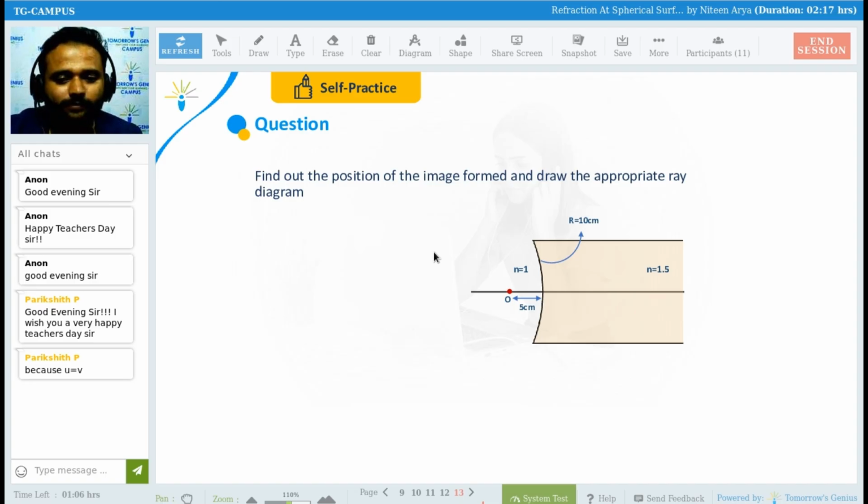Just try to draw the diagram, because it is a concave surface. And if you're not able to, try to at least draw the image. Just getting the image direction, or just getting the image sign convention, you can get for which particular part you are going to get the image distance, or you can say you are going to get the image. Clear? Do that and tell me the answer.